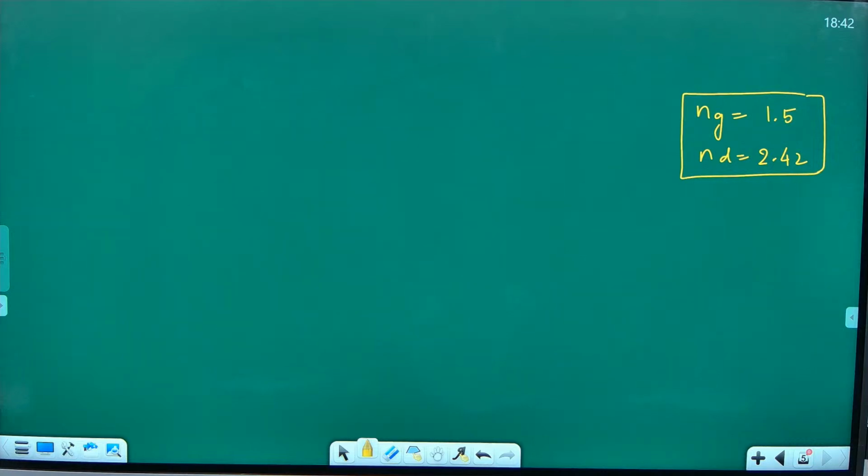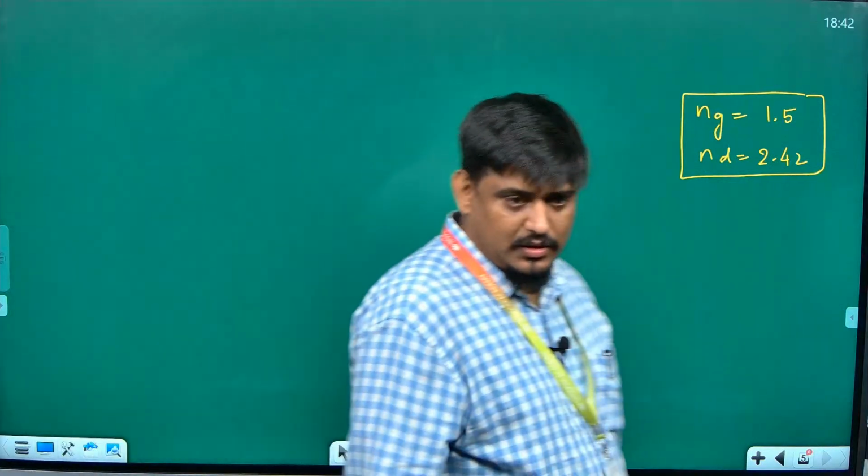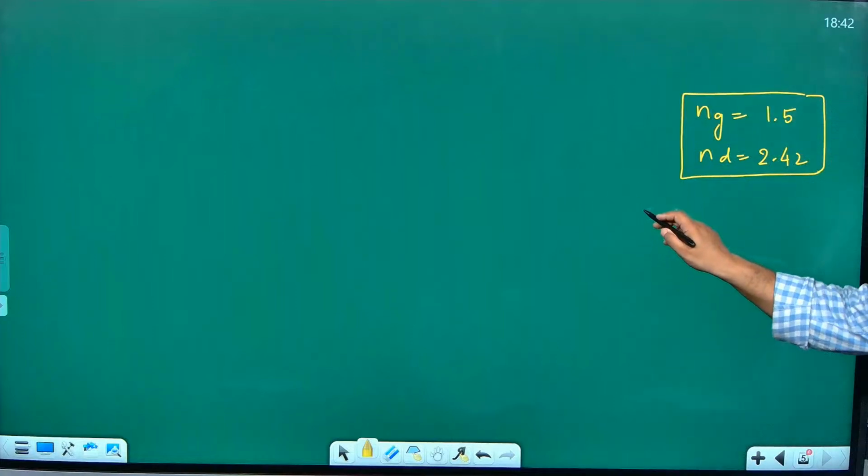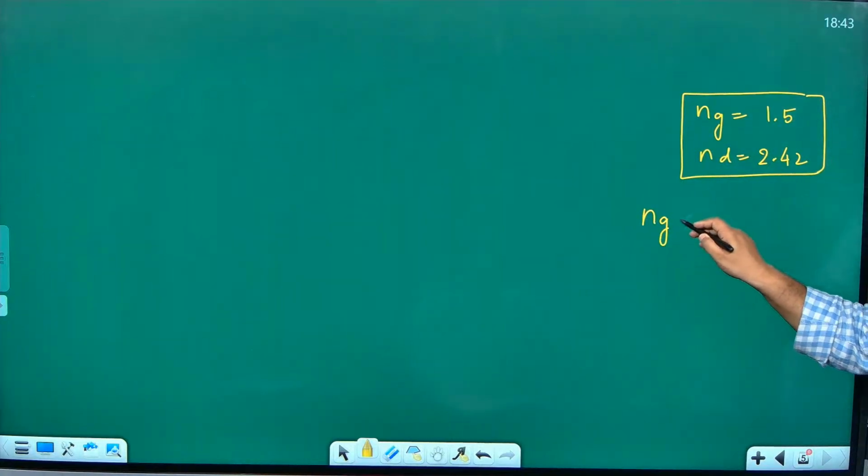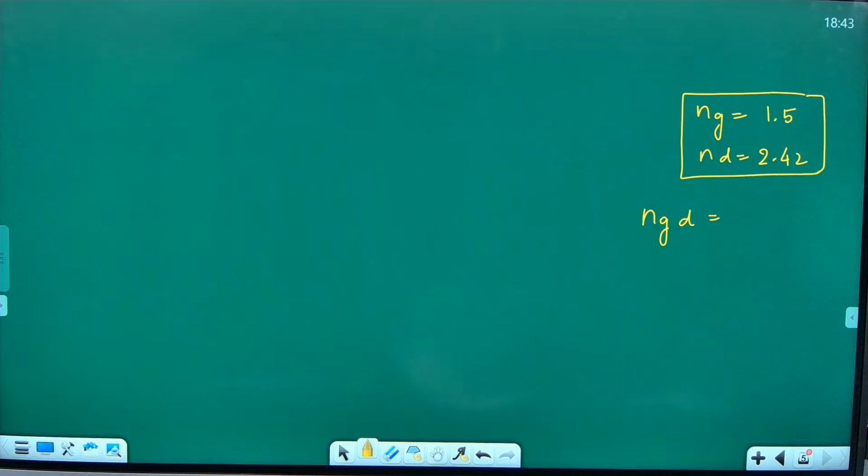Any idea? You got 0.62. Anybody else? Same or different answer? Same, sir. So what did I ask you? The refractive index of glass with respect to diamond, isn't it? This is only what I asked. That means Ng by Nd. That's all, nothing to do after this. Ng is given as 1.5, Nd is given as 2.42. Just divide and you will get the answer.